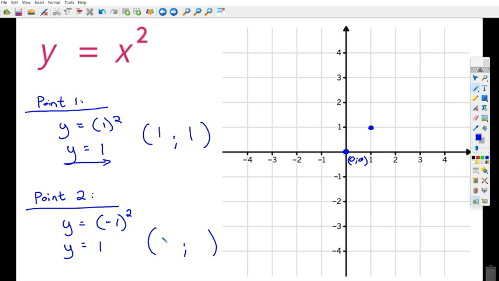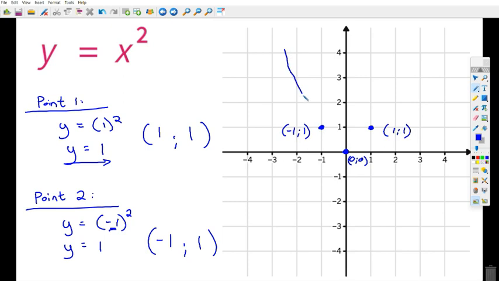So what is the point? What is the x value that I used? I used -1. And what did I use for y? I used 1. So let's go plot that point. Here we go, we've got -1 and 1. And let's go plot this one, 1 and 1. Now I've got 3 dots. Awesome, now I can just join them.